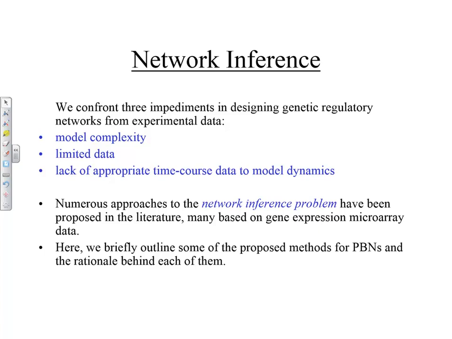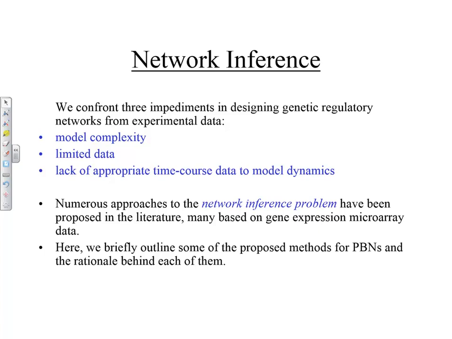But if you define a PBN, now you have to infer the PBN from the data. So there's the issue of network inference. You confront three impediments in designing genetic regulatory networks from experimental data. All that theory I have presented is fine, but if it's going to be applied to biological applications, you have to infer it from the data. So there are two or three issues that come out.